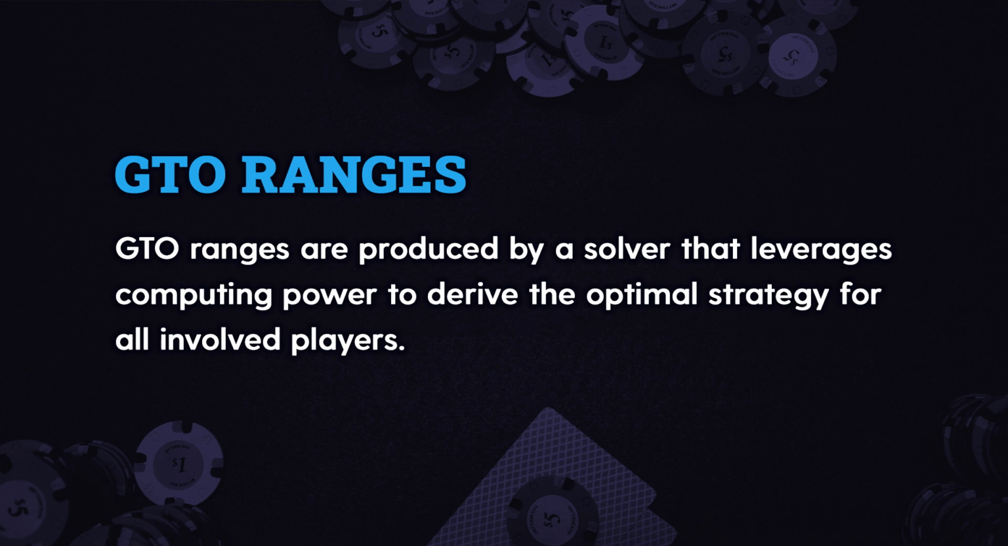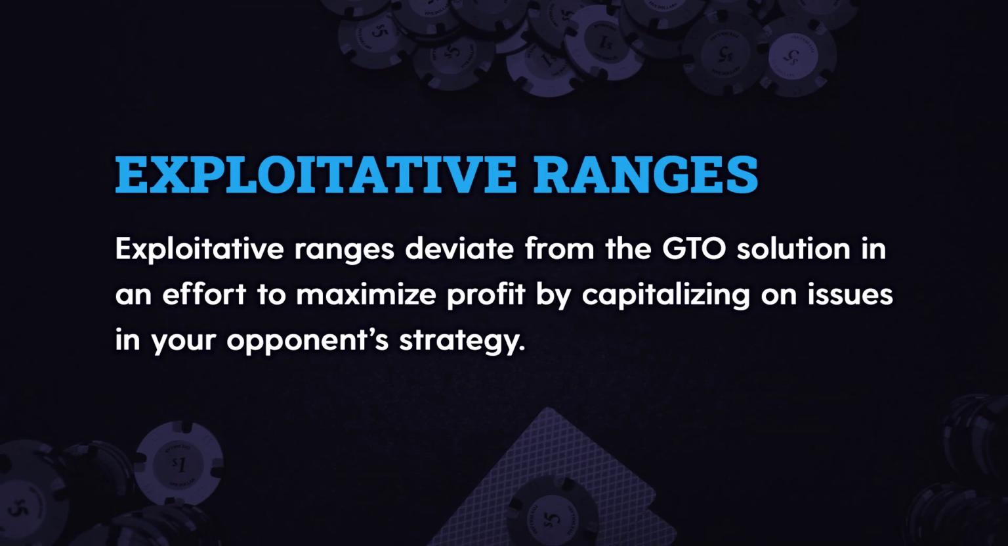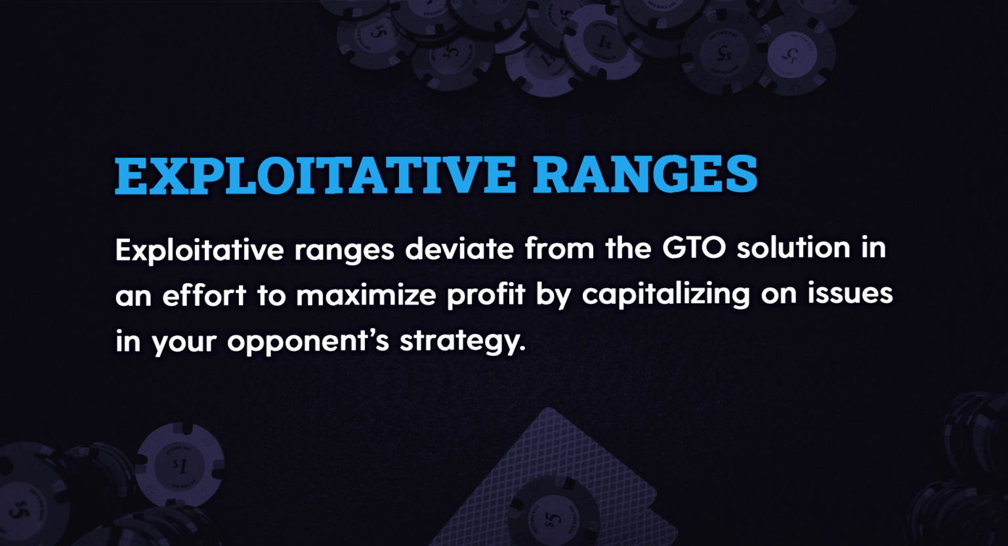Whereas exploitative is going to deviate from the GTO solution in an effort to maximize profit by capitalizing on strategic issues in your opponent's game. So if your opponents are typically too calling stationy or just too tight or whatever it is, you can use an exploitative range that takes advantage of those things that they're doing incorrectly, because you're saying, okay, my opponent is not going to play perfectly at this inflection point, or maybe this inflection point and all future ones, and as such I can adjust in this way to take advantage of that.